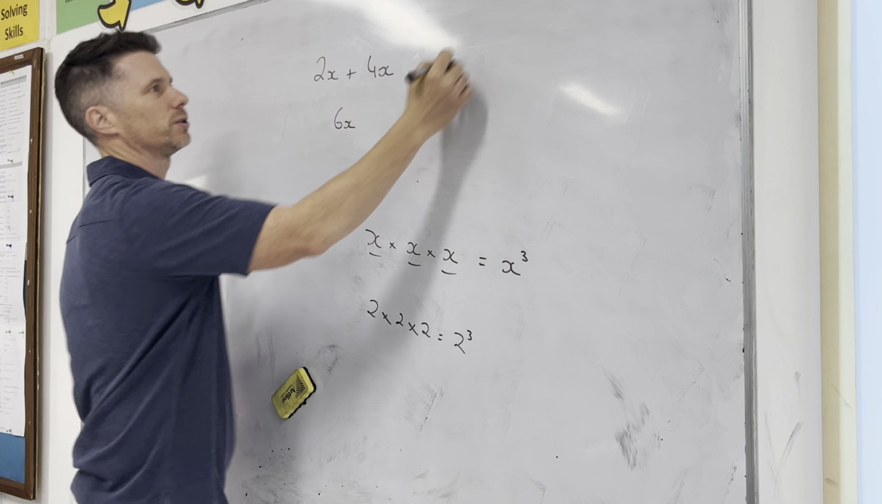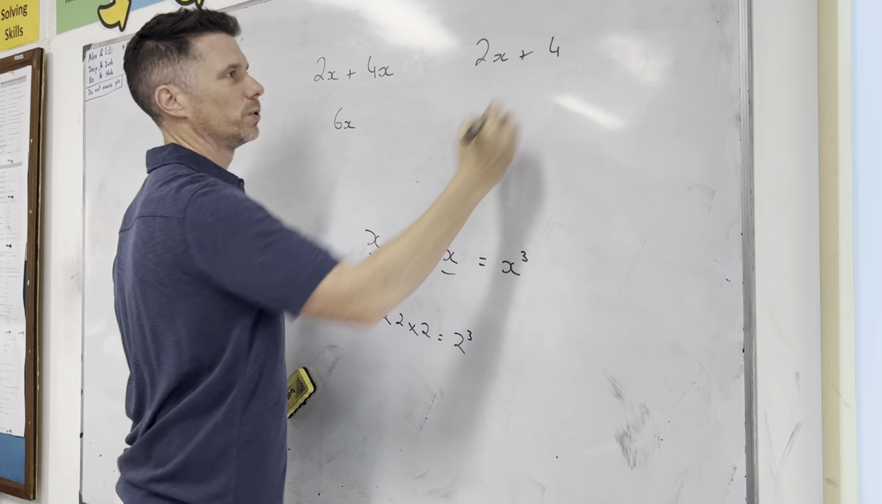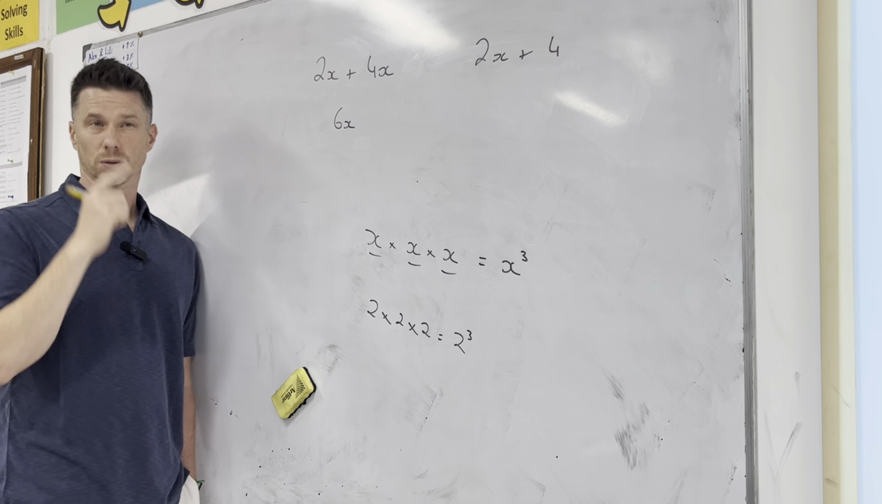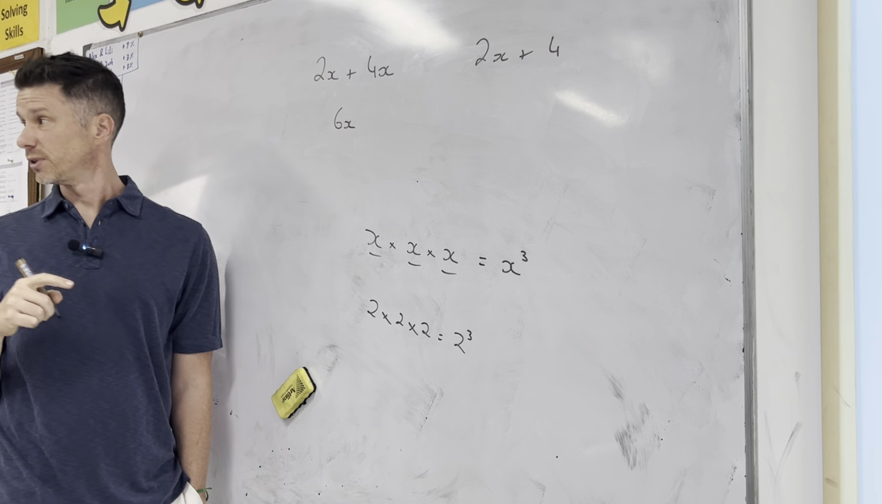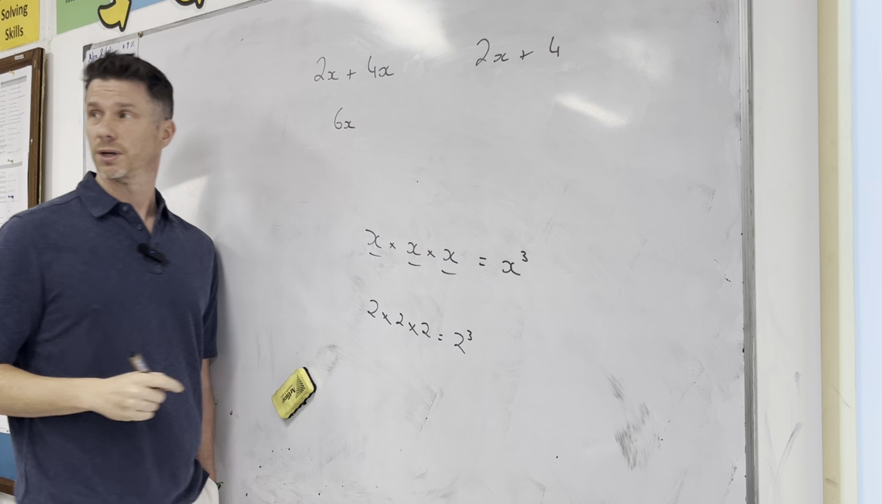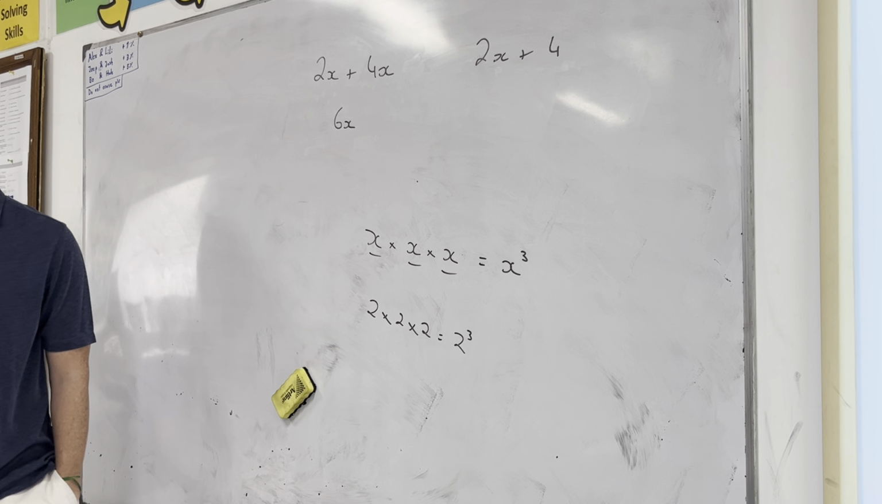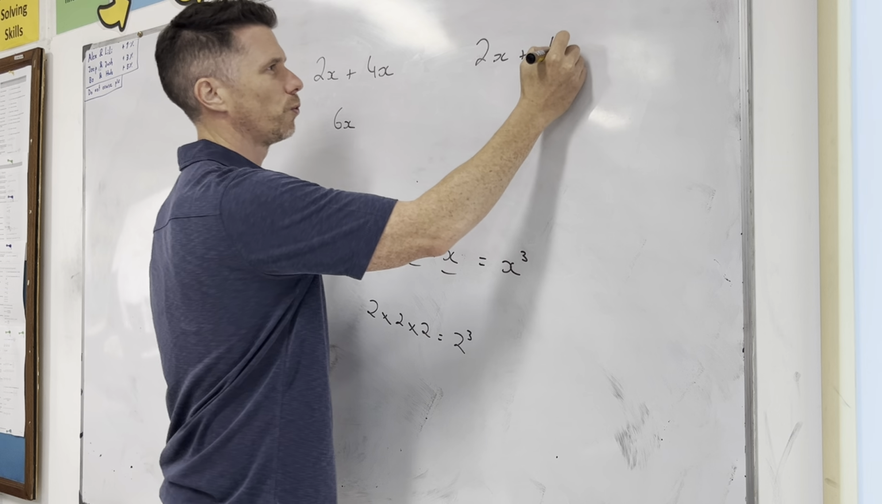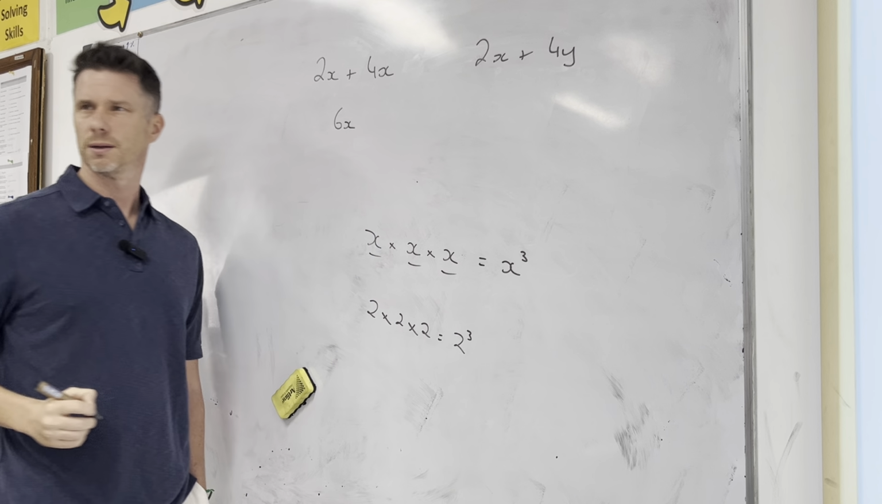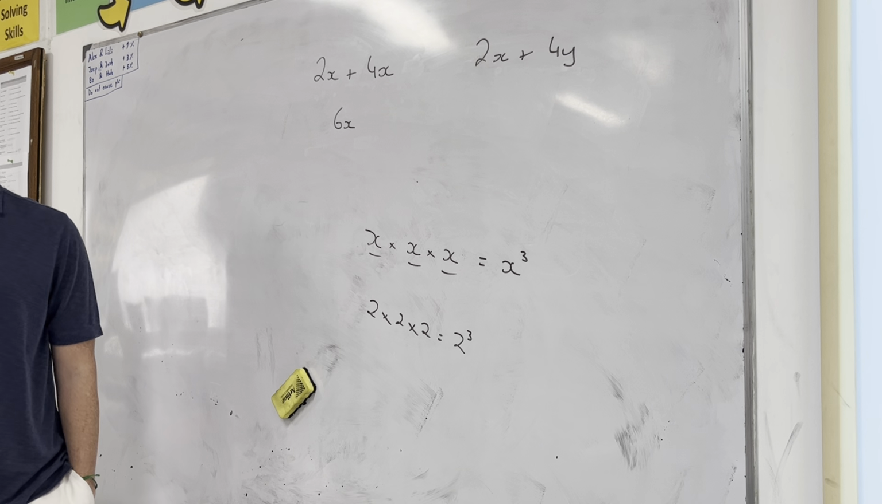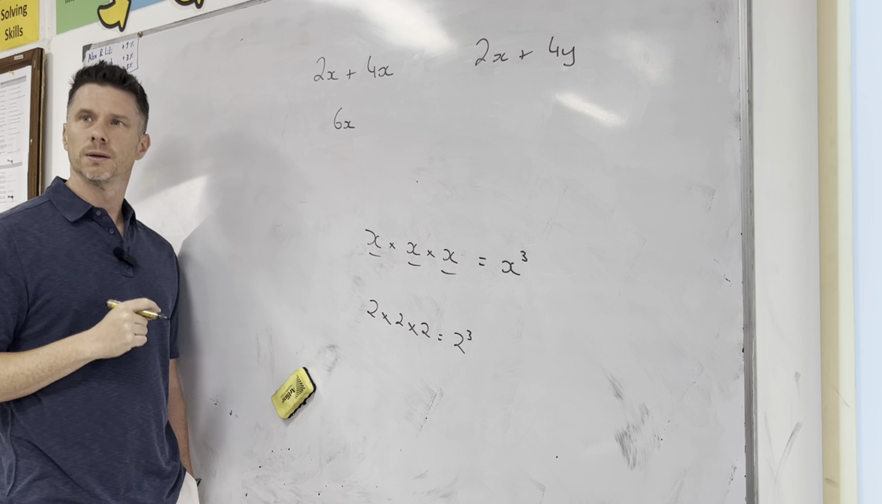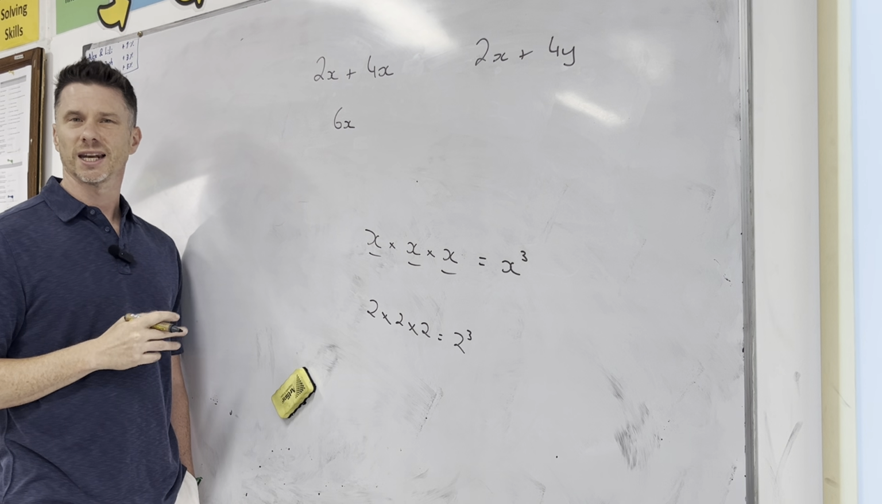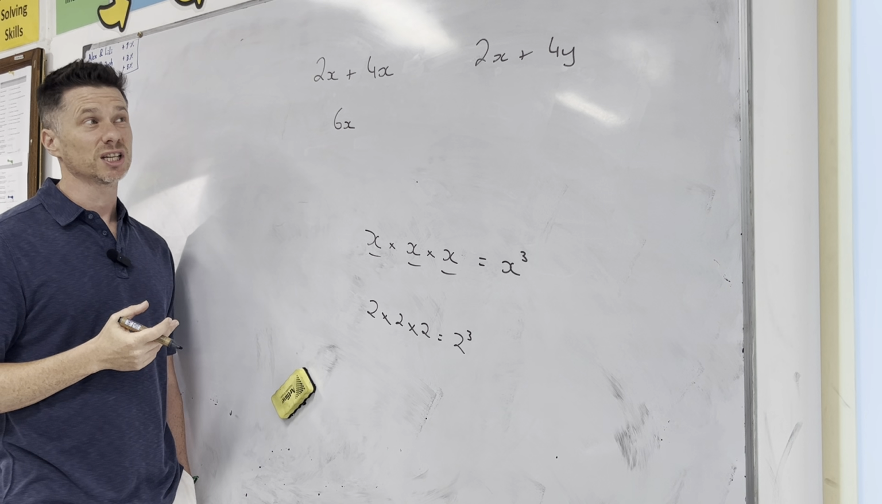Is that the same answer, 2x plus 4? Because that's a different thing. The 4 is not affected by the x. It's 2 apples and $4. What about 2x plus 4y? Can I simplify this to 6xy maybe?